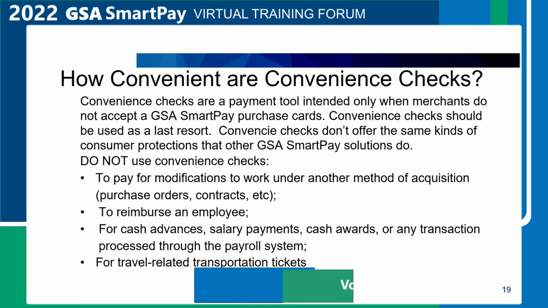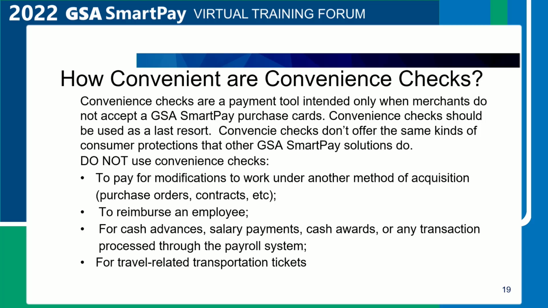How convenient are convenience checks? Convenience checks are a payment tool intended only for when merchants do not accept the GSA SmartPay purchase card. They should be used as a last resort. Convenience checks do not offer the same kind of consumer protections that other GSA SmartPay solutions do. If your agency determines a need for convenience checks, your contractor bank will provide a supply of paper checks to the designated account. These checks will be processed as they are presented for payment.